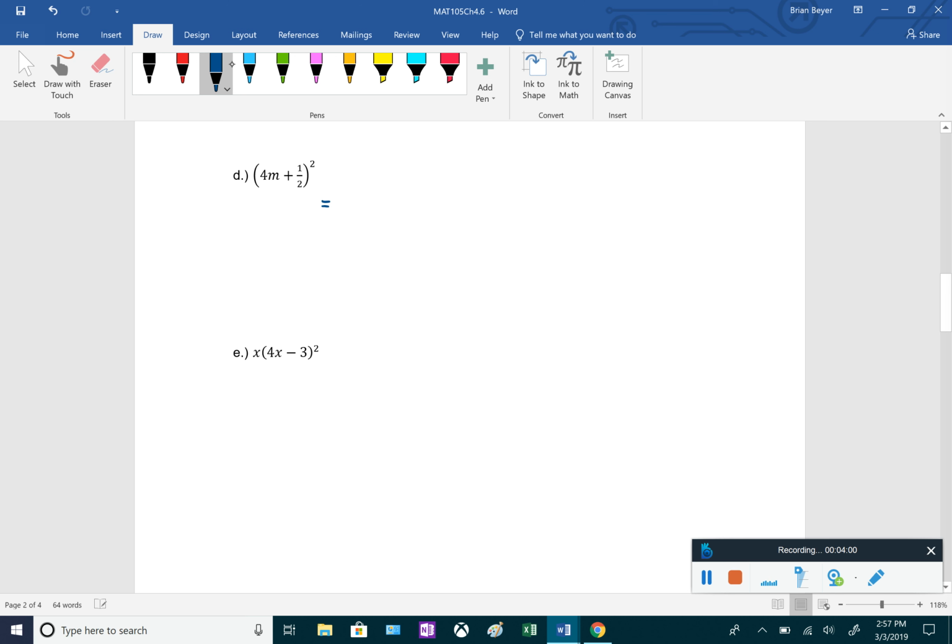And next, for 4m plus 1/2 all squared, it's going to be the first one squared plus 2 times both of these multiplied together, so 1/2 times 4m, plus the last one squared. 4m squared is 16m squared. 2 times 1/2 times 4, 2 times 1/2 is 1, 1 times 4 is 4, so plus 4m, and 1/2 squared is 1/4.